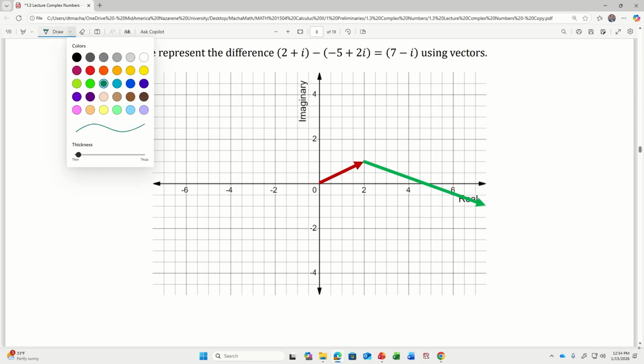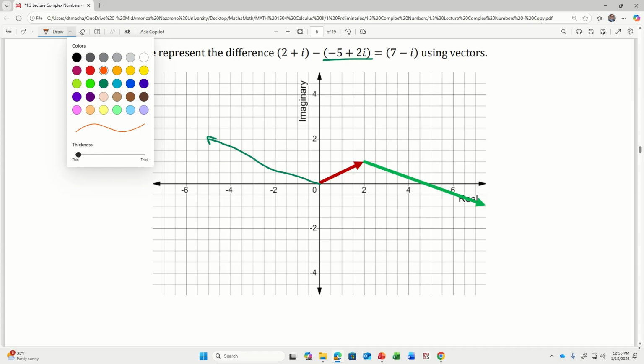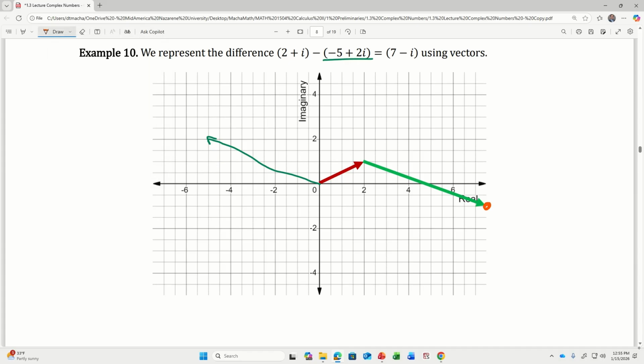The difference now between adding negative 5 plus 2i, which would be this vector, and subtracting negative 5 plus 2i is that when I subtract it, I'm going to keep the length of the vector the same, but I'm going to make it point in exactly the opposite direction. So subtracting means you go in the opposite, 180 degree flip.